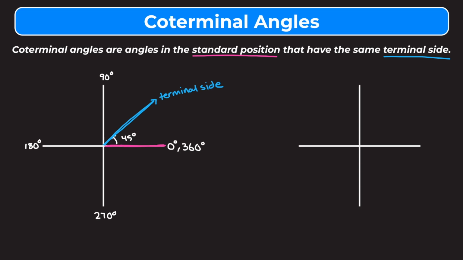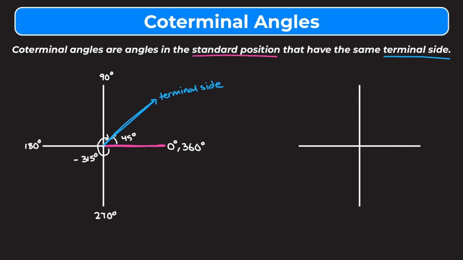So coterminal angles are angles that have the same terminal side. Let me show you guys what that means. We have 45 degrees and it ends at this blue line. I could also draw an angle clockwise, so going backwards, which means it's going to be a negative angle. So this would be negative 315 degrees. That still ends at that blue line. So 45 degrees and negative 315 degrees are coterminal angles. And there's an infinite number of coterminal angles for 45 degrees, or any given angle. And I'll show you guys why.